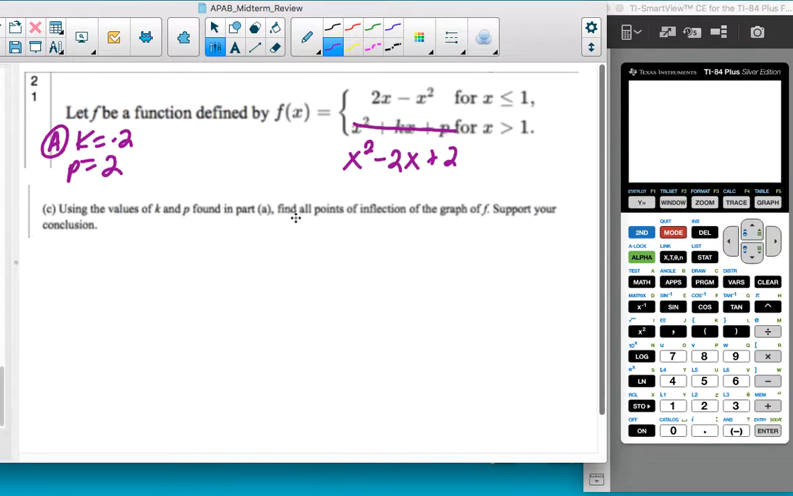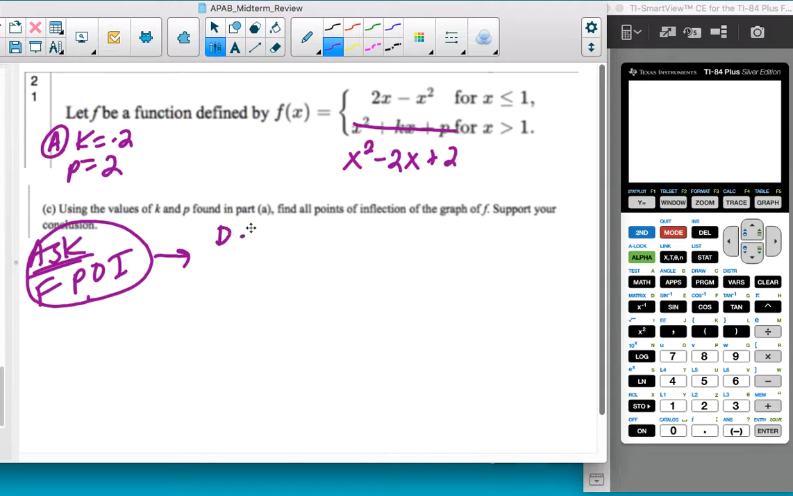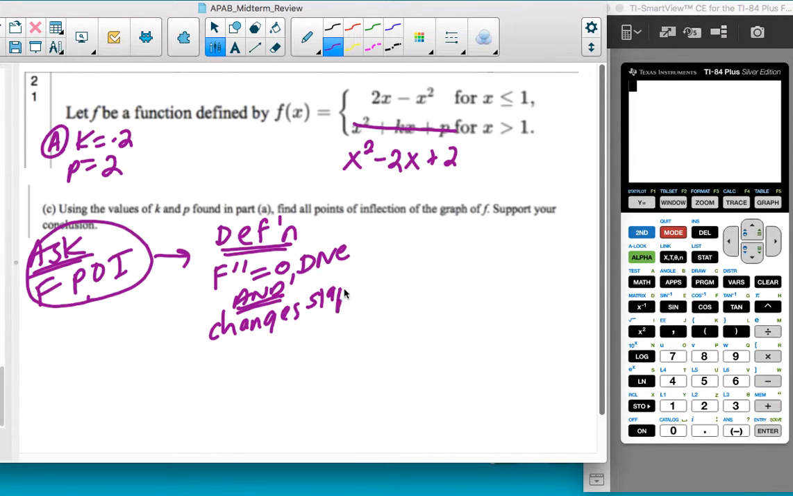We are asked to find all the points of inflection of the graph of f and support our conclusion. So again, we need to start with the ask, right? So we want f's points of inflection, and we have to translate that to what it means. A point of inflection is where f double prime equals 0 or does not exist, and this is the really important one, changes sign. I need f double prime to change sign.